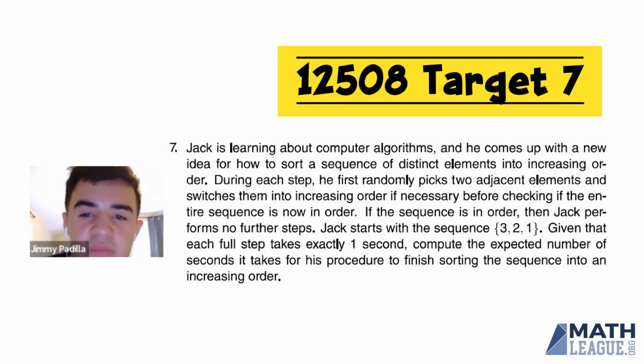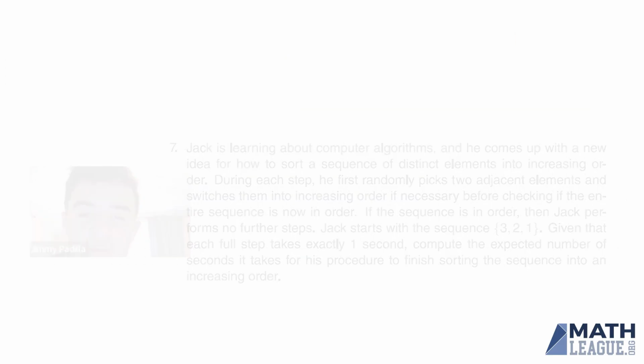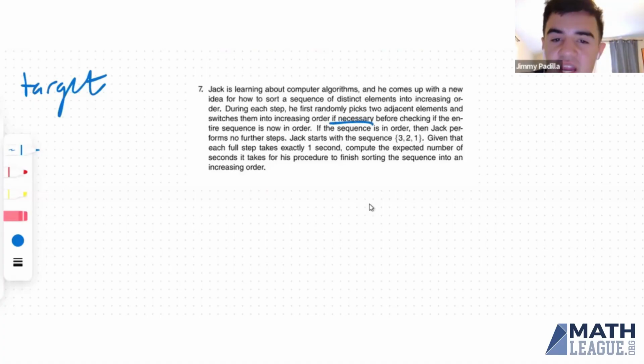During each step, he randomly picks two adjacent elements and switches them into increasing order if necessary, before checking if the entire sequence is now in order. If the sequence is in order, then Jack performs no further steps. Jack starts with the sequence 3, 2, 1. Given that each step takes exactly 1 second, compute the expected number of seconds it takes for his procedure to finish sorting the sequence into increasing order.